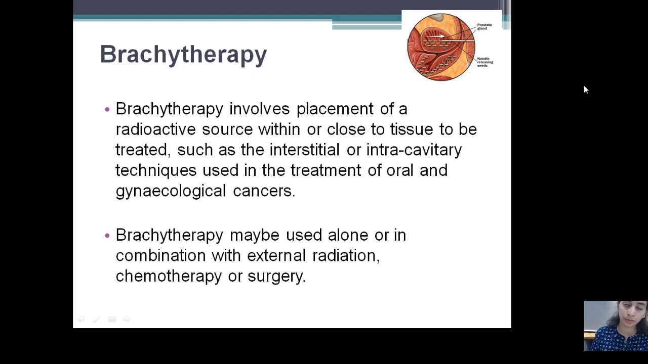We've talked about teletherapy, and then another type is brachytherapy. Brachytherapy involves placement of a radioactive source within or close to the tissues to be treated, such as the interstitial or intracavitary techniques used in the treatment of oral and gynecological cancer. We are actually placing the radioactive source within or close to the tissues. We know that tele means outside and from a distance, and in brachytherapy we are providing it in close proximity. It may be used alone or in combination with external radiation, chemotherapy or surgery.